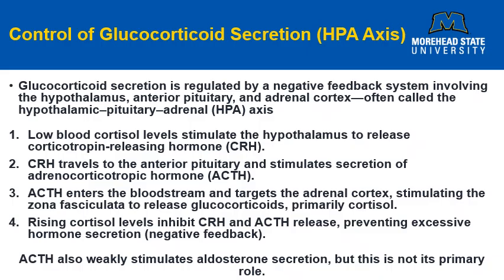Now, this is primarily cortisol, about 95% of it. The rising cortisol levels will eventually act as negative feedback, and it goes back and inhibits the releasing hormones of the hypothalamus and the pituitary, again to prevent excessive hormone. Now, ACTH, or the adrenocorticotropic hormone, can weakly stimulate aldosterone secretion, but it's not its primary role. When it comes to cortisol, that's mostly its primary role.